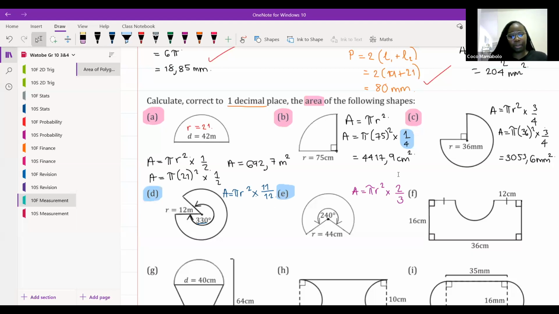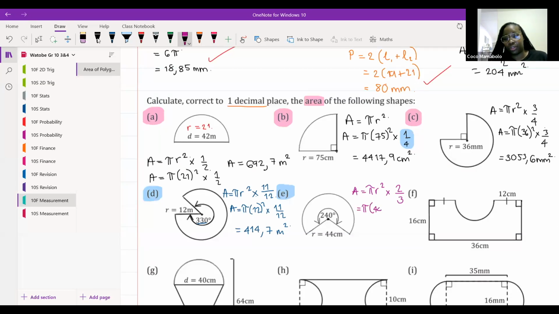Okay. All right, peeps. All right, let's look at question D. Right, so we're going to take the area, which is going to be pi times 12 all squared times 11 over 12. And the answer I should get here is 414.7 meters squared, right?